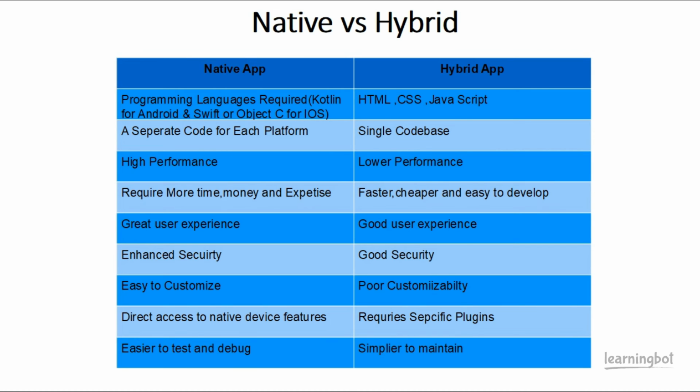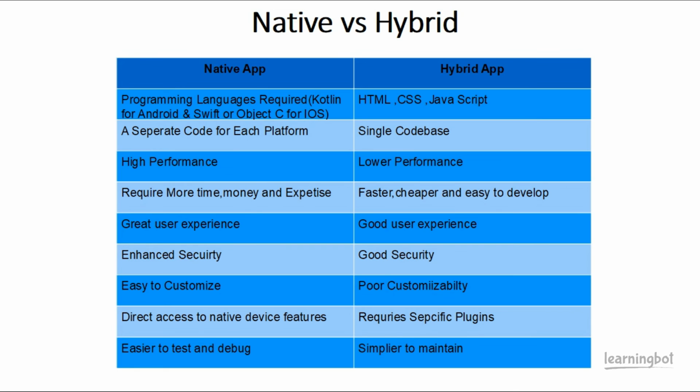In that case, a native application is going to give very high performance, whereas hybrid does not give that much high performance to your applications. Hybrid is going to give low performance. Immediately you have a question: why, sir? Why is hybrid giving low performance? Okay, I'm going to give you the answer in the points below. See, in a native application, we require more time, more money, and more expertise to develop it. Whereas hybrid is much faster, cheaper, and easy to develop. At the user experience level, an Android native application is going to give a great user experience. Whereas with hybrid, we can get a good user experience, but we can't get as much experience as we have in a native app.